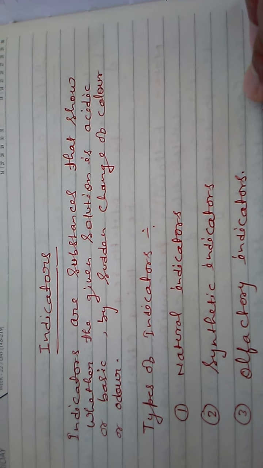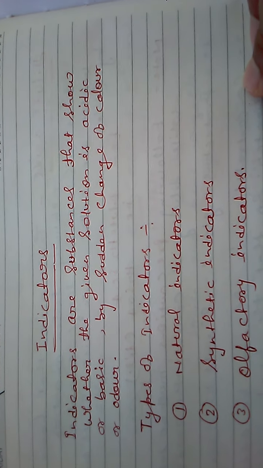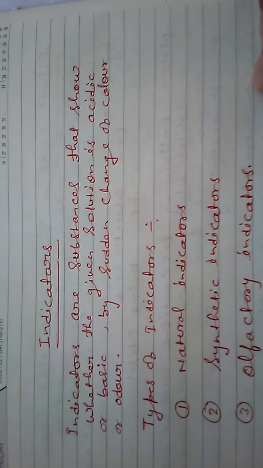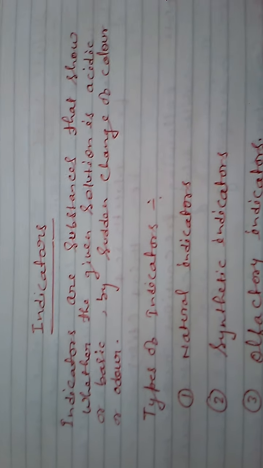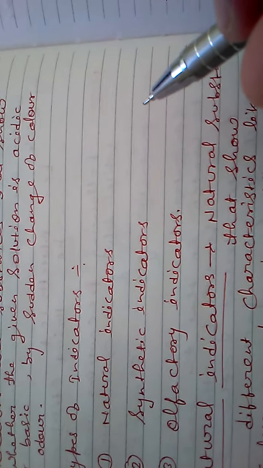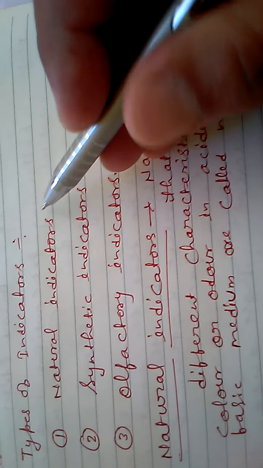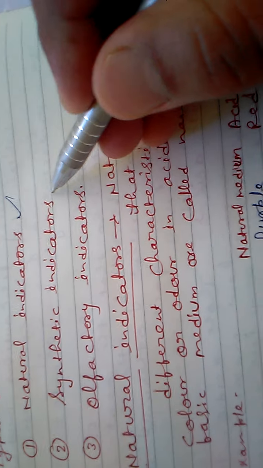Indicators are substances that show whether the given solution is acidic or basic by a sudden change of color or odor. So it can be detected on the basis of the change in color as well as the change in odor. On the basis of this, indicators are classified into three groups, that is called types of indicators. First one is natural indicators, second one is synthetic indicators, third one is olfactory indicators.